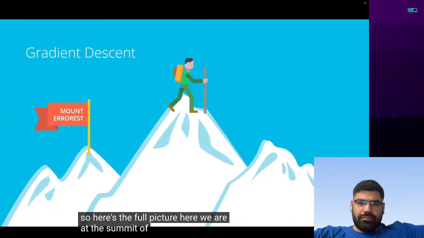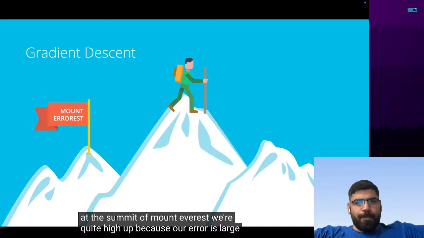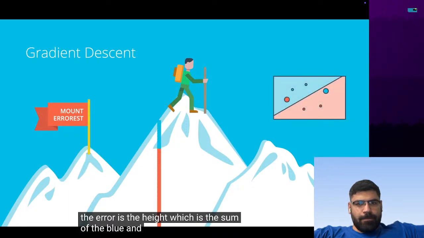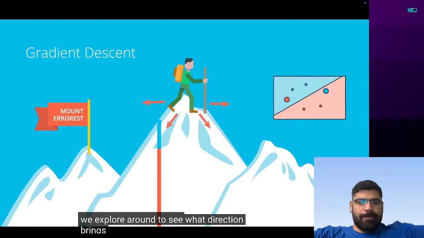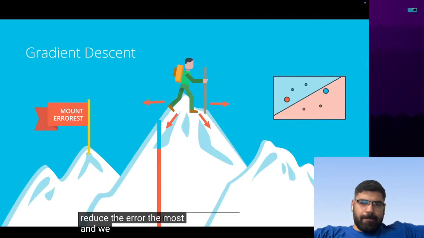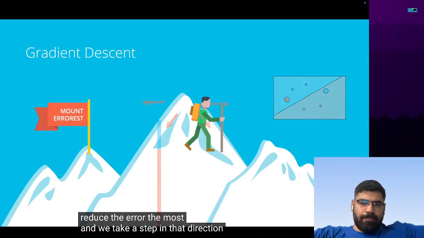Here we are at the summit of Mount Everest. We're quite high up because our error is large. As you can see, the error is the height, which is the sum of the blue and red areas. We explore around to see what direction brings us down the most, or equivalently, what direction can we move the line to reduce the error the most. And we take a step in that direction.